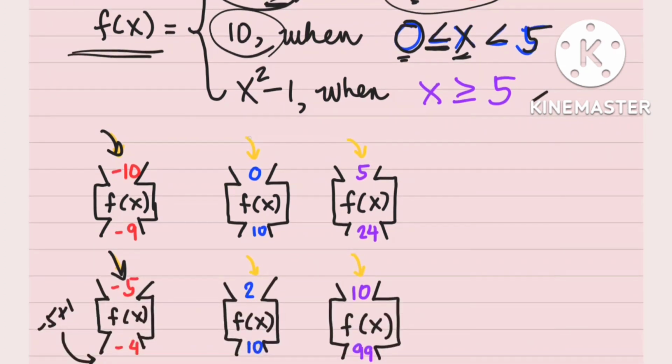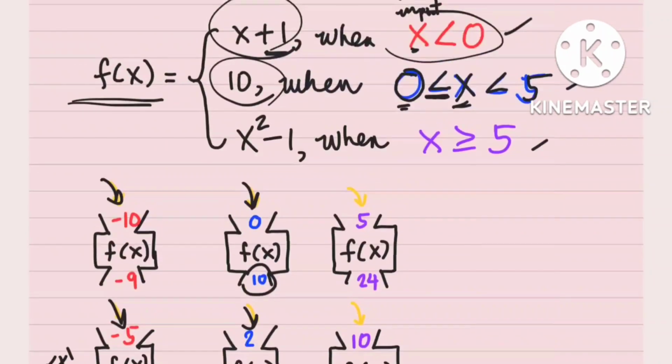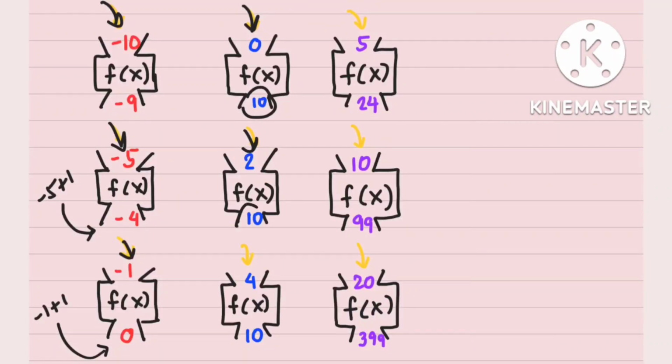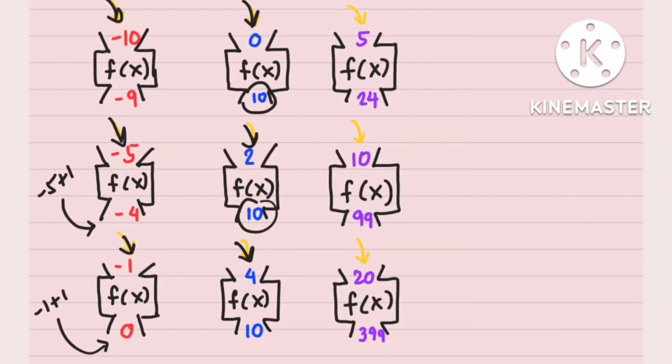Like when I input 0 to the function, what I will get as an output is an automatic 10. If I input 2, 2 is within the interval 0 to 5, so the output will be an automatic 10. Lastly, if I input 4 to the function, I will get again 10.